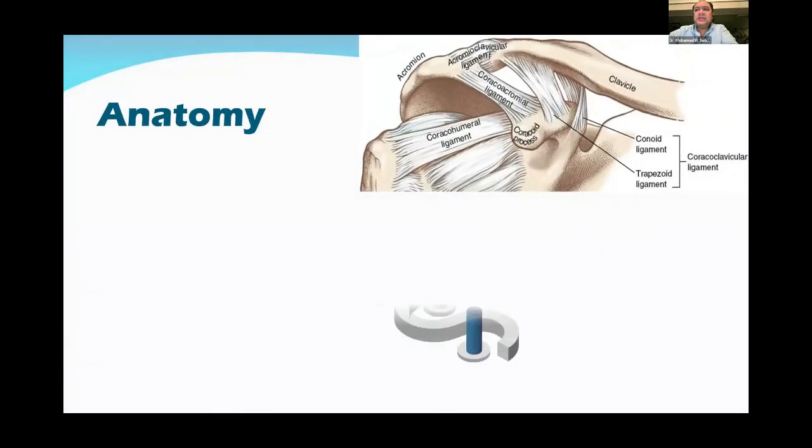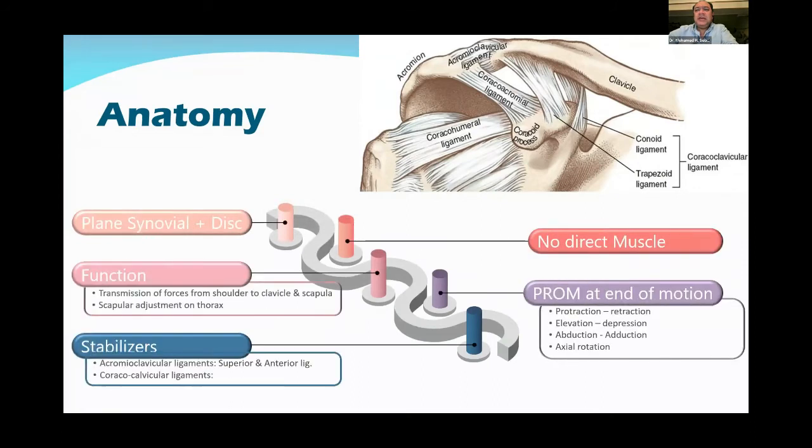And let's start with the topic, the AC joint. It's, as you all know, a plain synovial joint with an intra-articular disc. There is no direct muscle action, but the joint moves passively at the end of motion: protraction, retraction, elevation, and depression. At the last 20 or 30 degrees, the joint moves. But the main function of the AC joint is to transmit the forces from shoulder to clavicle and scapula, and it helps to keep the scapula adjusted to the thoracic cavity.